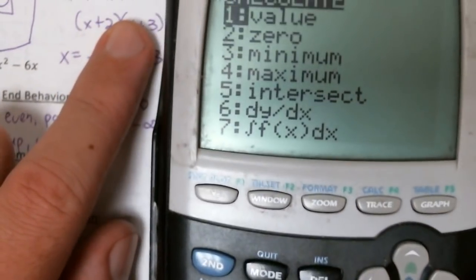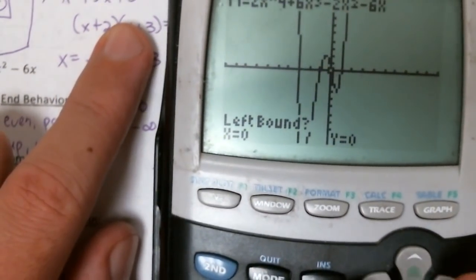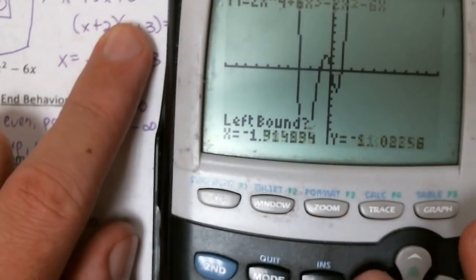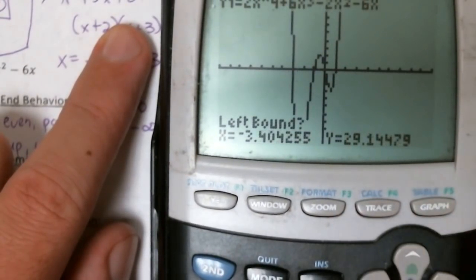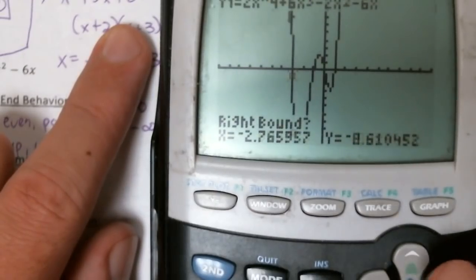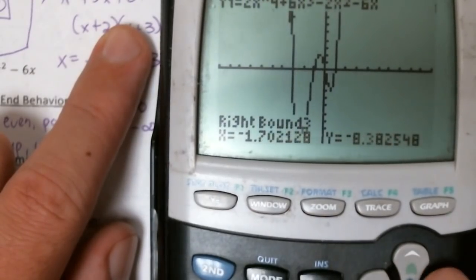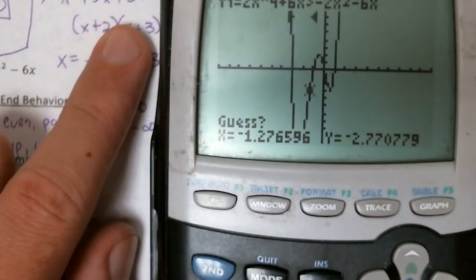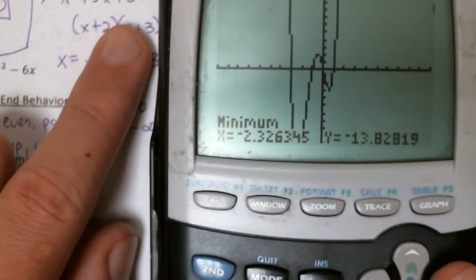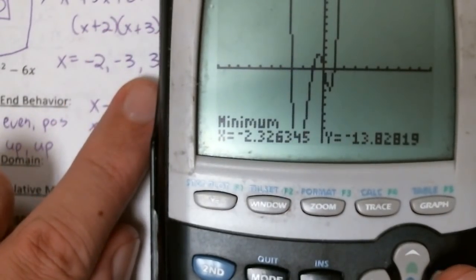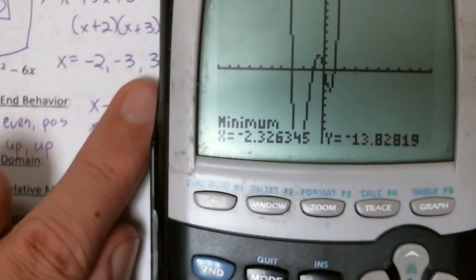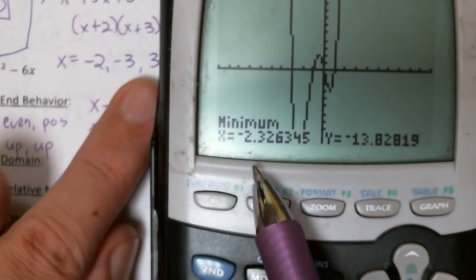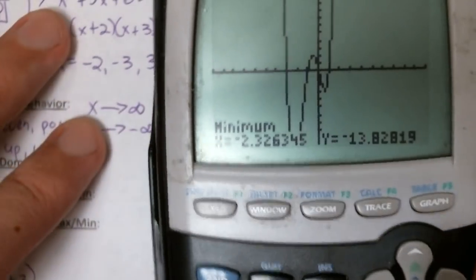Second calc, let's find the minimum. I need to move Mr. Spidey somewhere to the left. That's good, there he is right there. He's to the left, press enter. Move Mr. Spidey to the right. There he is, that's good, press enter. Yep, press enter again. And there is our absolute, that is our lowest point on the graph, sitting at -2.3 and -13.8.